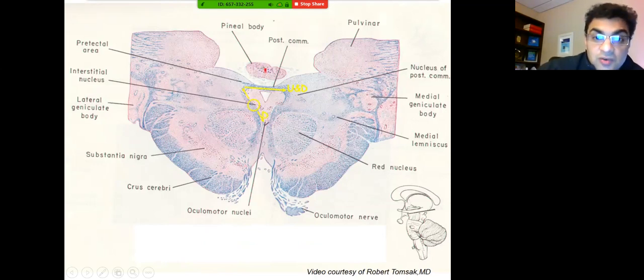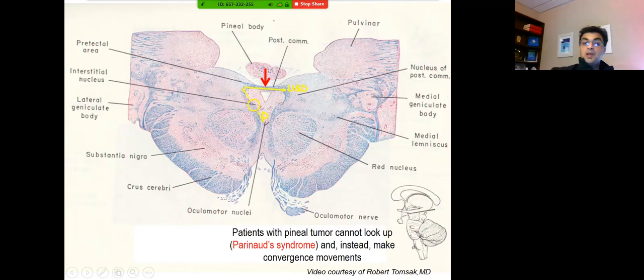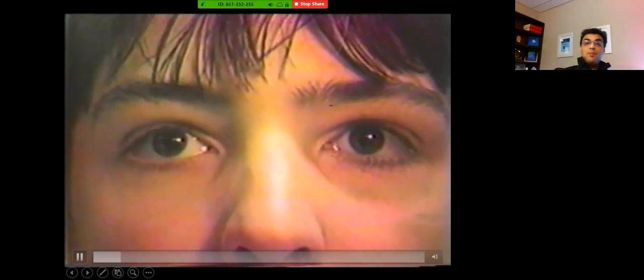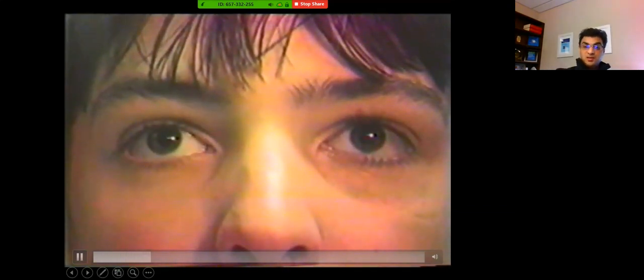If you have some sort of lesion, let's say of the pineal body, creating a problem with the commissure here, you are interfering with this pathway, but you are not interfering with that pathway. That happens when there is a tumor in the pineal region. They cannot look up, but instead they make a convergence movement. This is one of such patients, and as the patient is trying to look up, patient is making a convergence movement. But down is okay. When she looks up, she makes a convergence movement and down is okay.